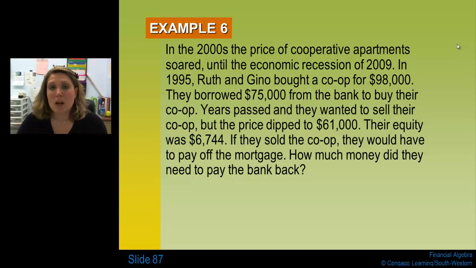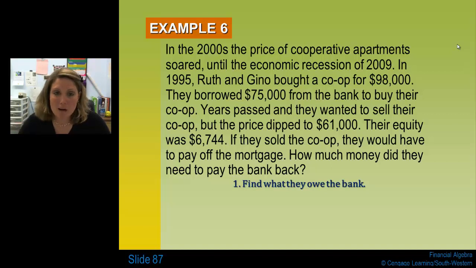Their equity, what they actually have into the co-op, was $6,744. If they sold the co-op, they would have to pay off the mortgage. How much did they need to pay the bank back? So find what they owe the bank right now. Well, they borrowed $75,000 from the bank, but they have equity in it, about $6,744. So you need to find out what they actually owe the bank. So take $75,000 minus $6,744, get your answer.